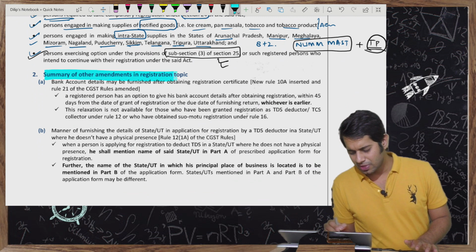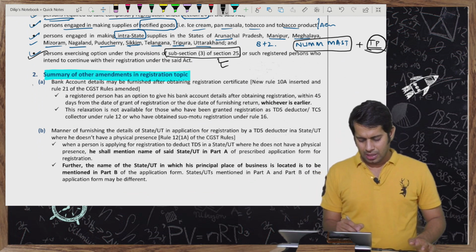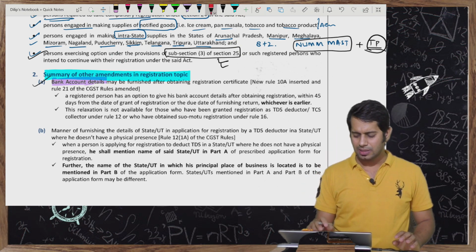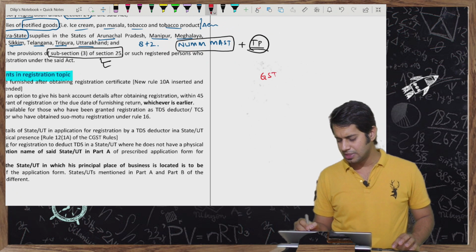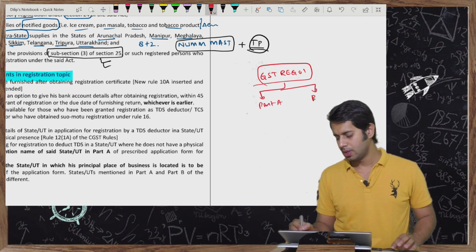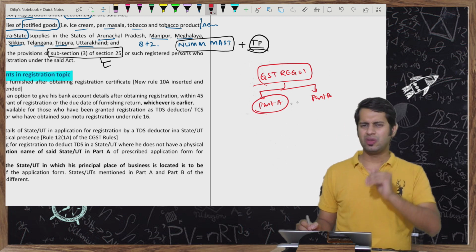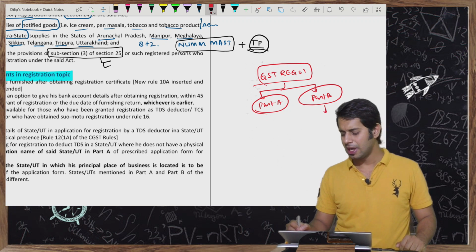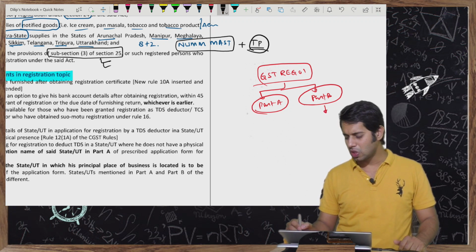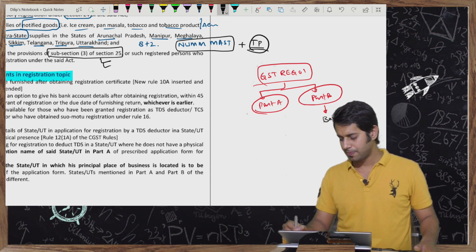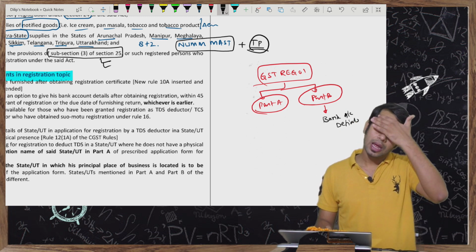There are few other amendments of which the summary has been given. First amendment is bank account details. Normally what used to happen was, as we all know, GST REG 01 is the registration application. It has two parts, part A and part B. In part A you give the basic details, in part B you give the details of owners, name of the business, place of business, type of business, etc. In part B there was also a compulsory tab to give your bank account details. If you are taking registration, you should give your bank account details.